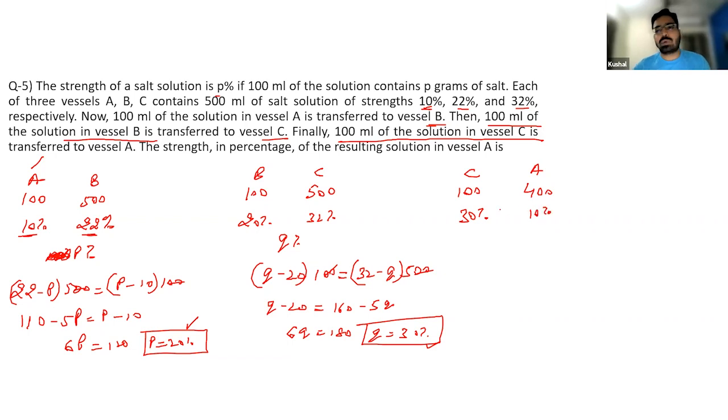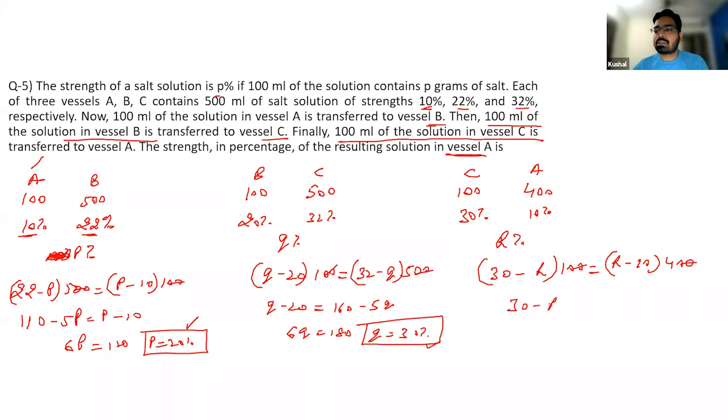Can I combine these two and understand how much is the final strength in the solution which is there in the beaker A, because that is what has been asked to me. So let me say it is R percentage. Of course, 30 is greater. So what am I going to do? 30 minus R into 100 is equals to R minus of 10 into 400. We just have to solve this equation.